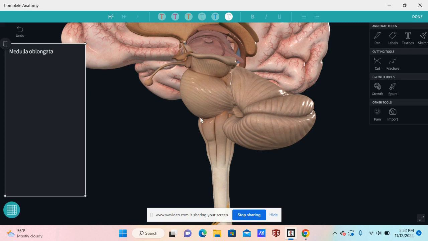Its functions: it controls blood pressure, and it does that by controlling the force of the heart rate and also the diameter of blood vessels. So it can increase and decrease blood pressure. It also has to do with the heart beating, the force of the heartbeat. It controls the rhythm of your breathing. So it has a breathing center that controls the rhythm of your breathing.